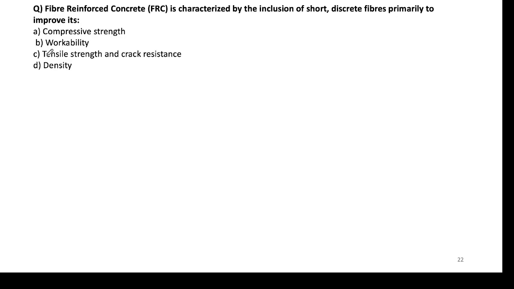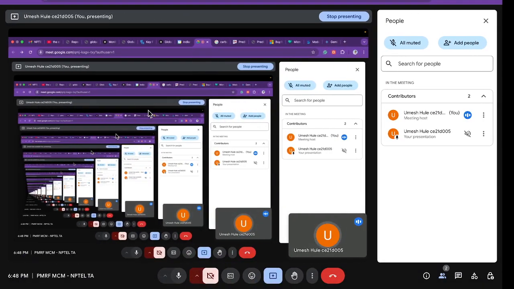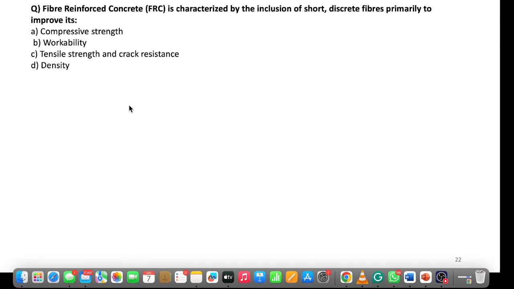So why do we use FRC? What is the reason for using FRC? The first option is compressive strength increment. Will that lead to an increase in compressive strength, or will it increase the workability of the concrete, or is it responsible for an increase in tensile strength and the crack resistance of the concrete, or option D, the density of the concrete? I will give you 1 minute to answer the question, and then we will move forward to the next question.